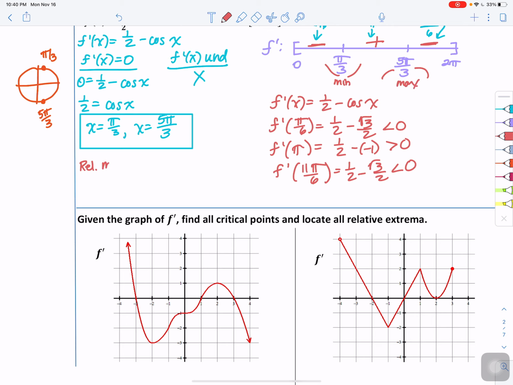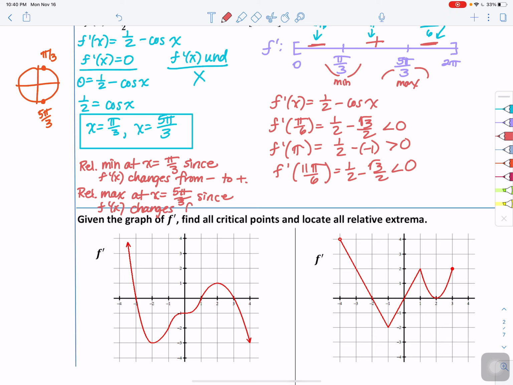So we have a relative min at x equal to pi over 3 since f prime of x changes from negative to positive. And we have a relative max at x equal to 5 pi over 3 since f prime of x changes from positive to negative. Whew, that's a lot. These are just test values.